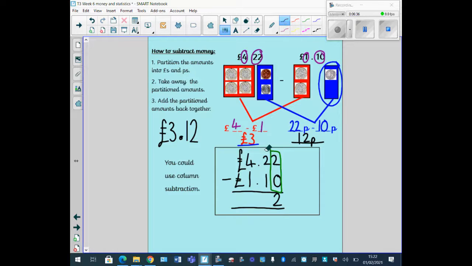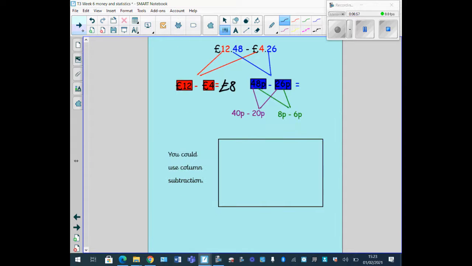And next we move on to this column. 2 10p pieces subtract 1 10p piece, you're left with 1 10p piece. Finally, I look at my pounds. £4 take away £1 equals £3. I'm left with £3 and 12p. Have a go at this one. See if you can solve this question. You can use partitioning, or you can use column subtraction. Whichever one you choose is fine.